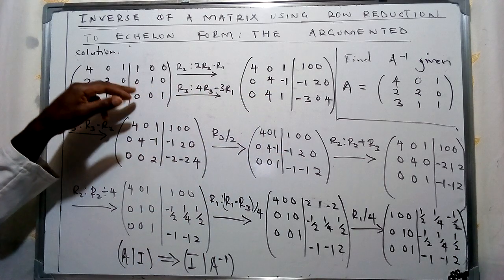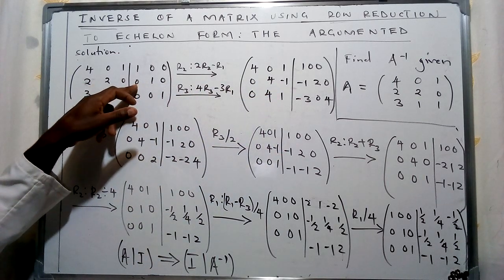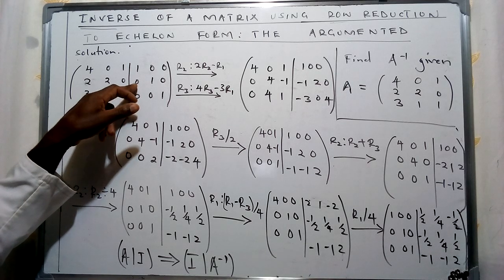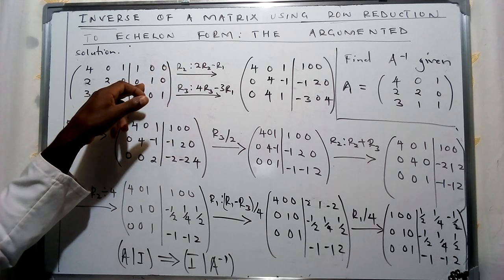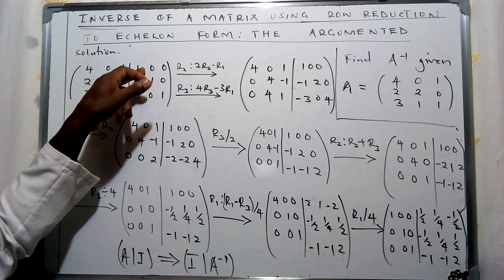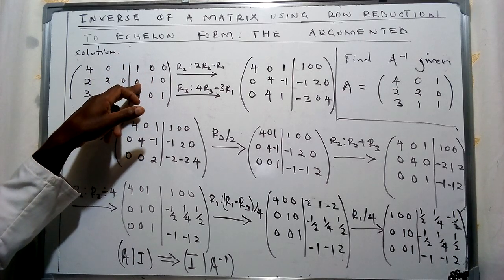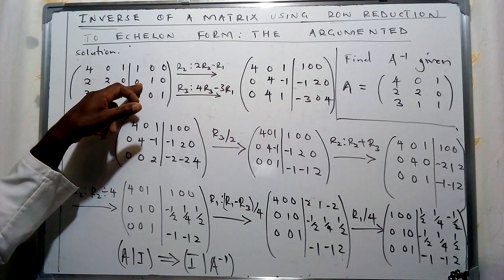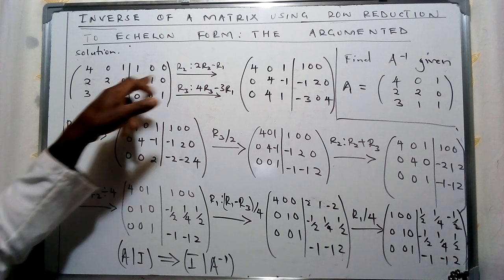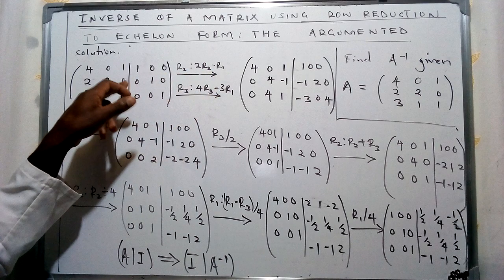For the next operation, we're going to have this section of the identity transformed by having 2 times this row 2, which is 0, minus 1. So it's going to be 2 times this particular element, which is 0, minus 1.